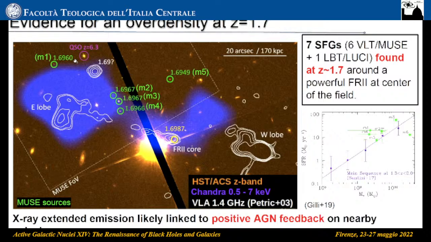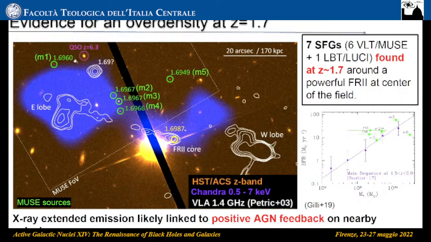So we proposed that the X-ray emission arises from a bubble of expanding gas that is shock heated by the energy inflated by the high-z radio galaxy in the surrounding medium, and this subsequently compresses the cold gas in these galaxies, triggering the star formation. And if confirmed, this will be the first evidence of AGN feedback on multiple galaxies at hundreds of kiloparsec scales.